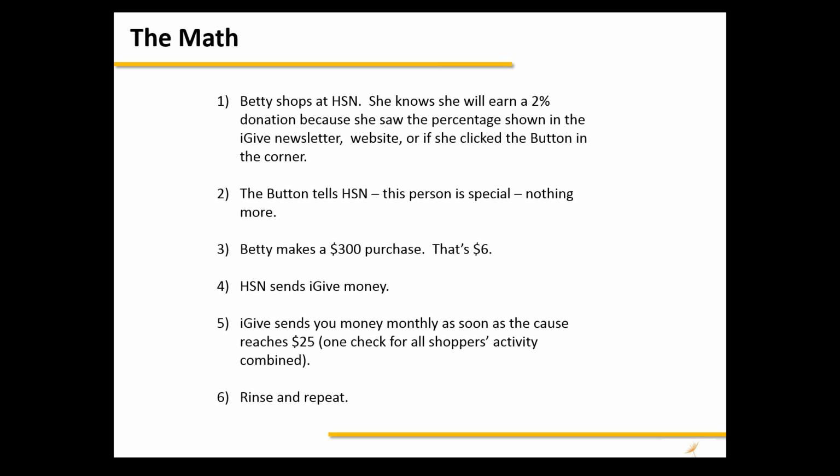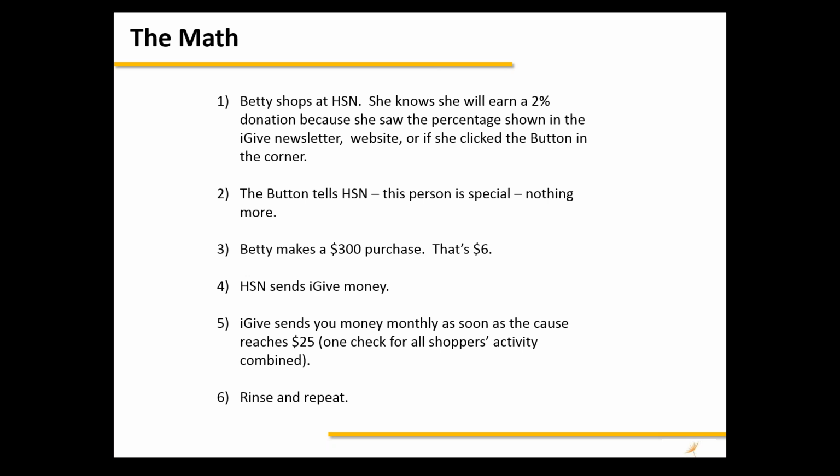HSN sends iGive the money. iGive sends your cause the money. We do that monthly, so long as the amount is over $25, and we keep adding it up until it is over $25. One thing to remember is that we send simply one check for everybody's total together. So even though you only raised $2 this month, and I only raised $3 this month, and Lena and Sandy each raised $15 this month for our cause, because that's over $25, your cause is going to get a check.